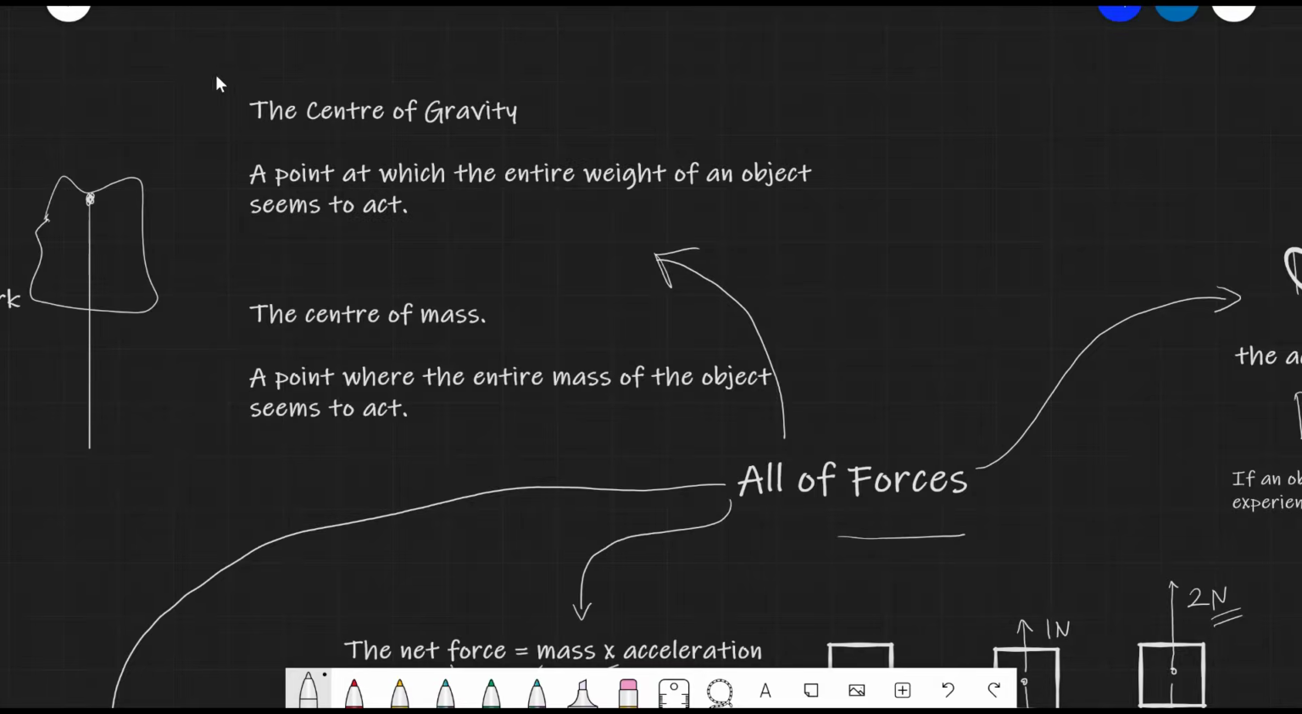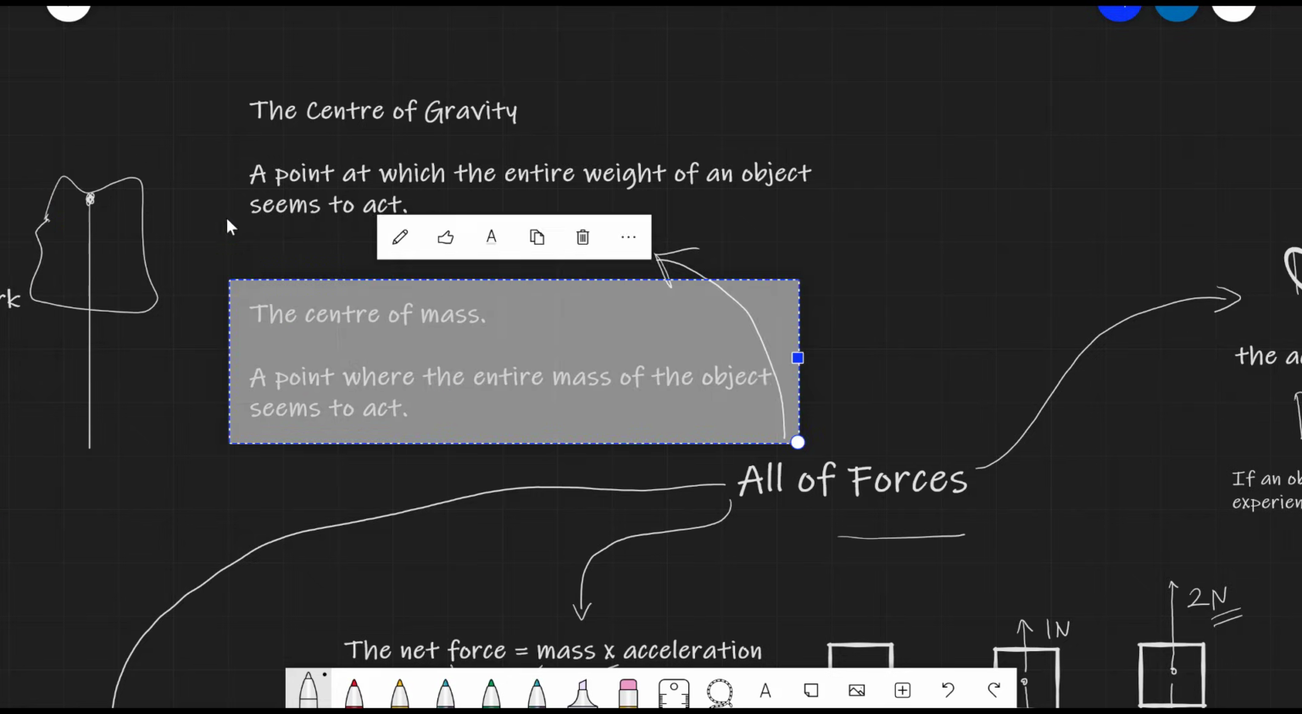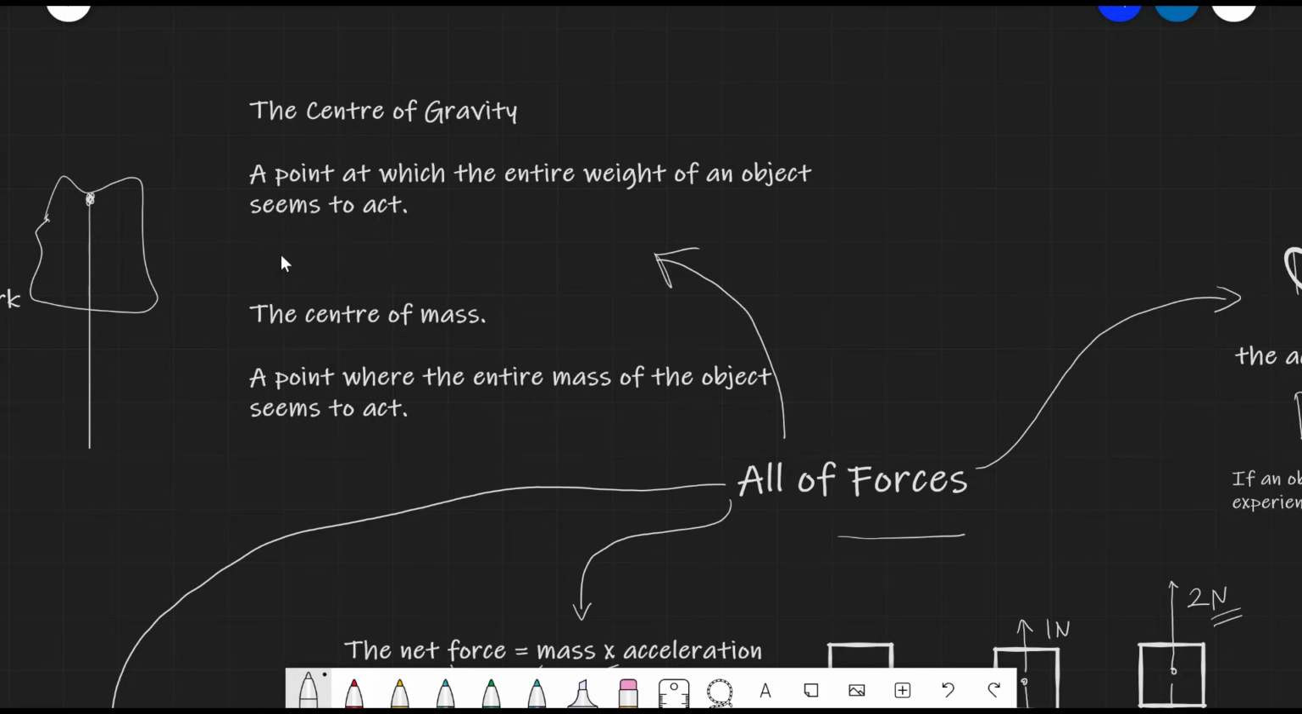Okay guys, next up is the concept for the center of gravity. Now, what is the center of gravity? It is a point at which the entire weight of an object seems to act. This point, the center of gravity, can be the geometric center. So if something is, let's say, spherical, the center of mass will be the center, assuming that it has an even mass distribution.